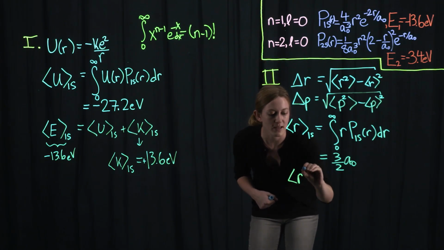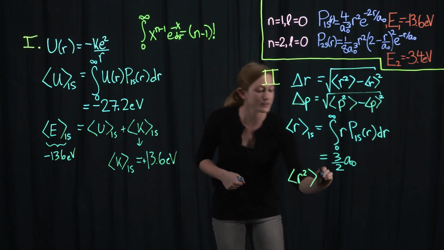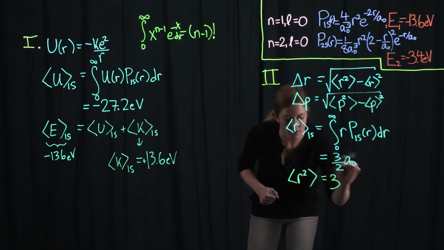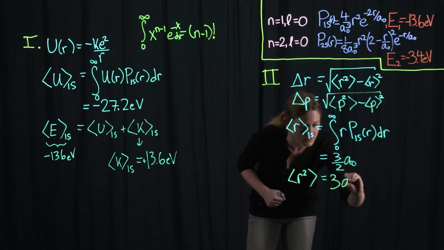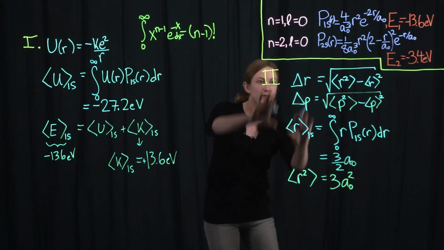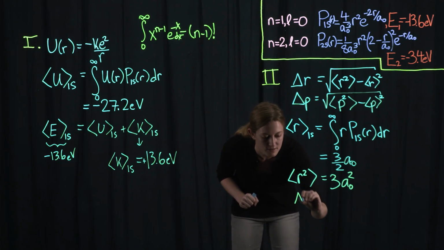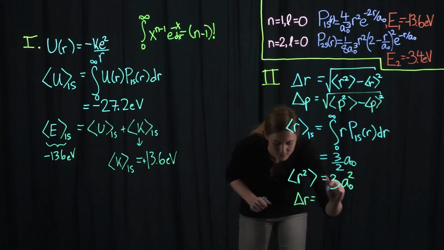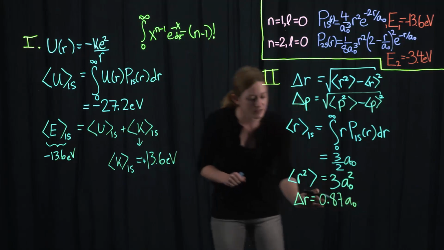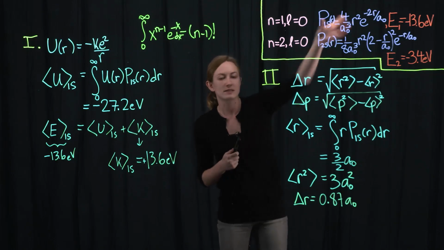So we would do the same thing for r squared, just with an r squared rather than an r in this integral. And what we would find is that the average value of r squared for the ground state is 3 a naught squared. And so finally, plugging both of these into the uncertainty delta r, what we would find is delta r equals 0.87 a naught.